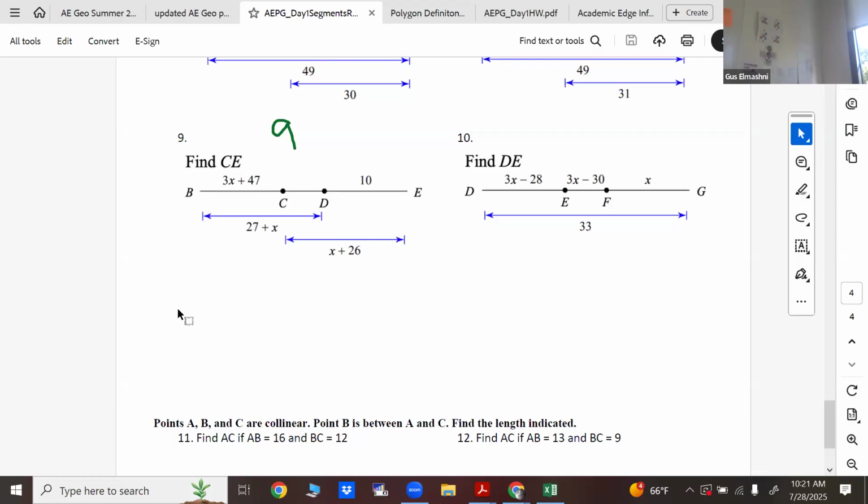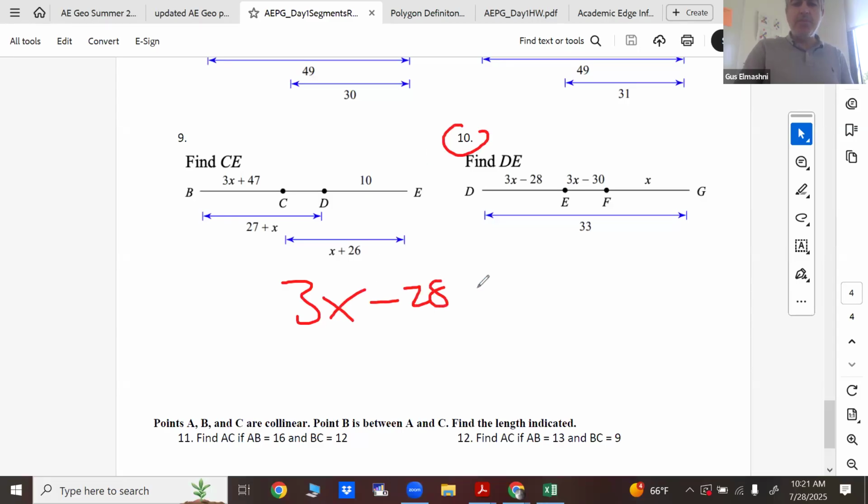So what I'm going to do is this, right? I know you're a little hesitant. It's a little weird, and it's okay if you're a little hesitant. I don't fault you for that. It's been a couple months since you've done math, right? But you could say this for number 10. Wouldn't 3x minus 28 plus 3x minus 30 plus x equal 33?